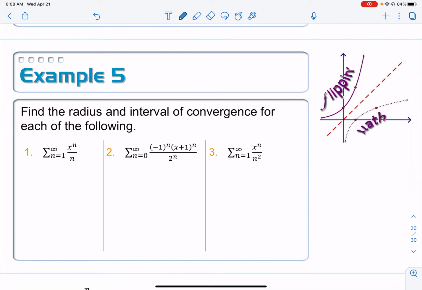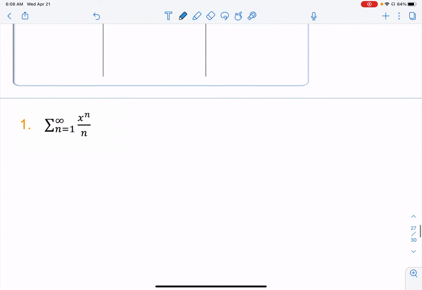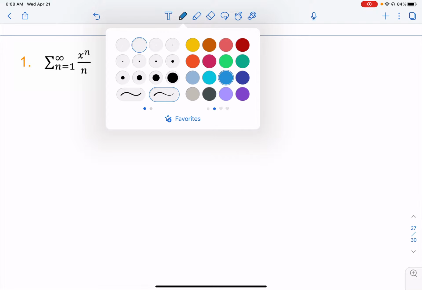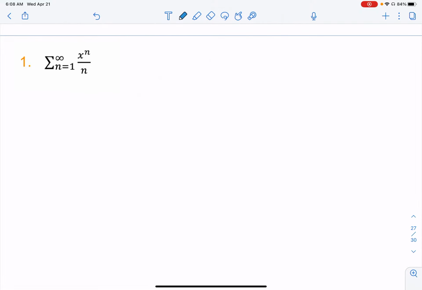Find the radius and interval of convergence for each of the following power series, starting with this first one here. How do I find the radius and interval of convergence? I use the ratio test. We take the limit as n goes to infinity. Since I do have a fraction, I'm going to multiply by the reciprocal. It'll be x to the n plus 1 over n plus 1 times, flip it, n over x to the nth, right? Okay, cancellation if we can.